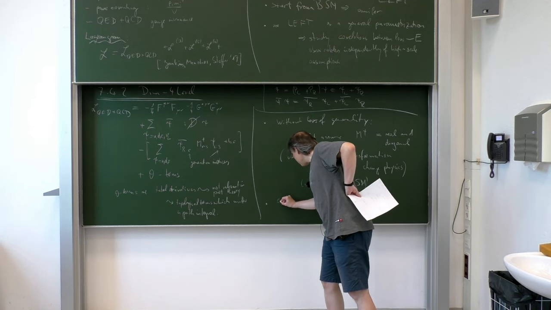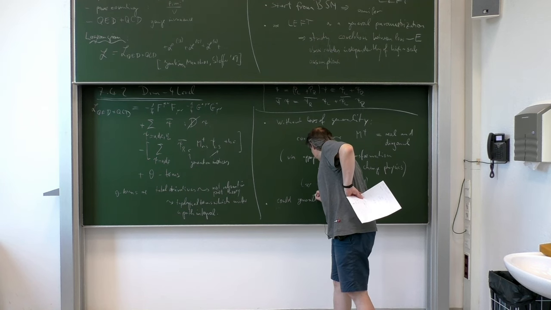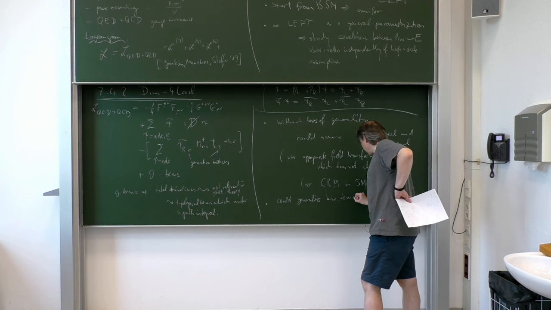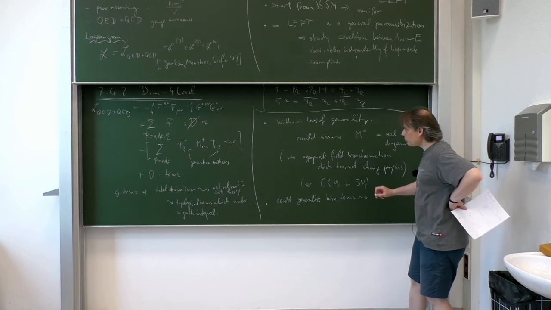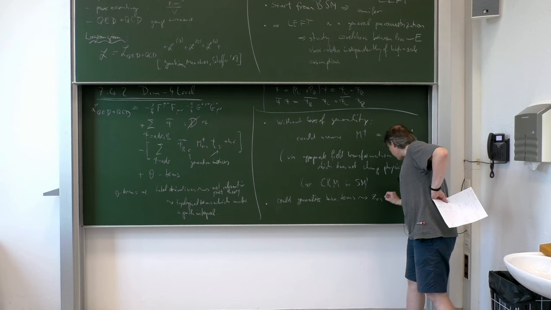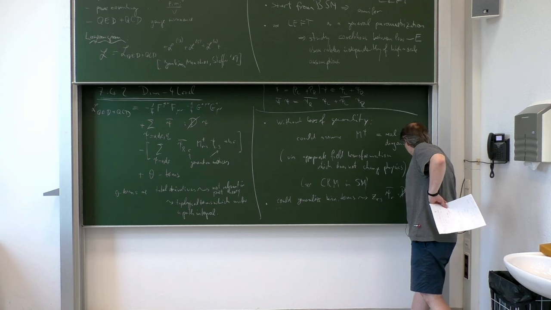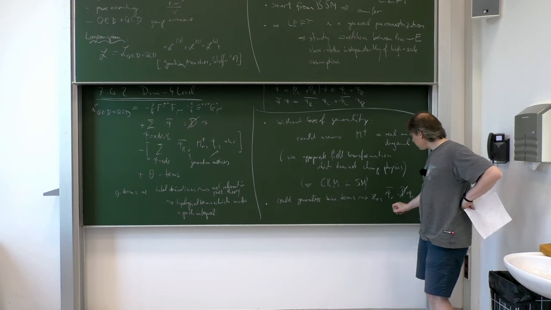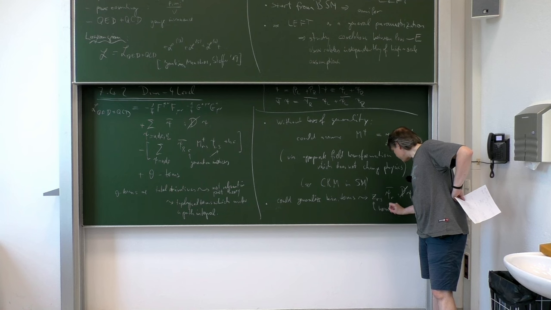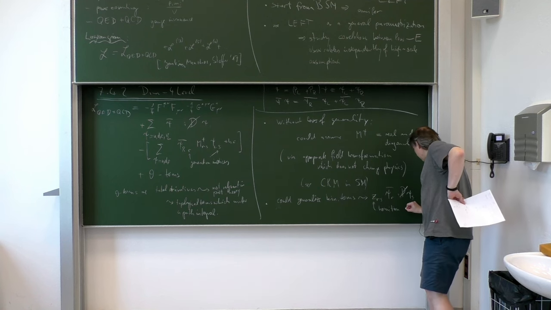So one could generalize kinetic terms such that they might look like this. Sum over Z_RS psi_R bar i D-slash psi_S, where this again is a Hermitian matrix. That is all that is required.